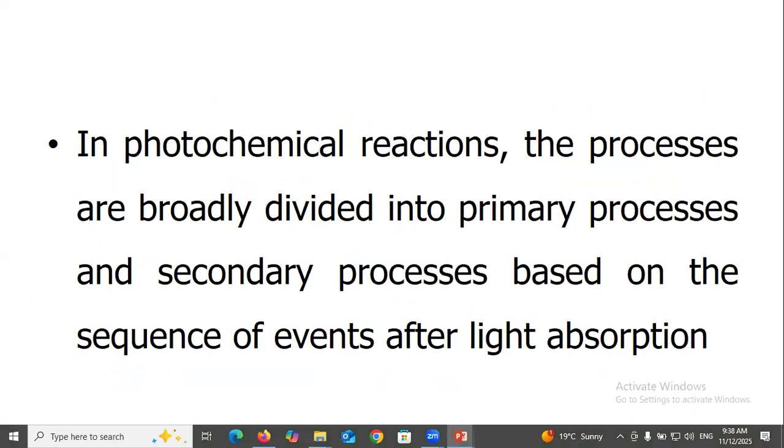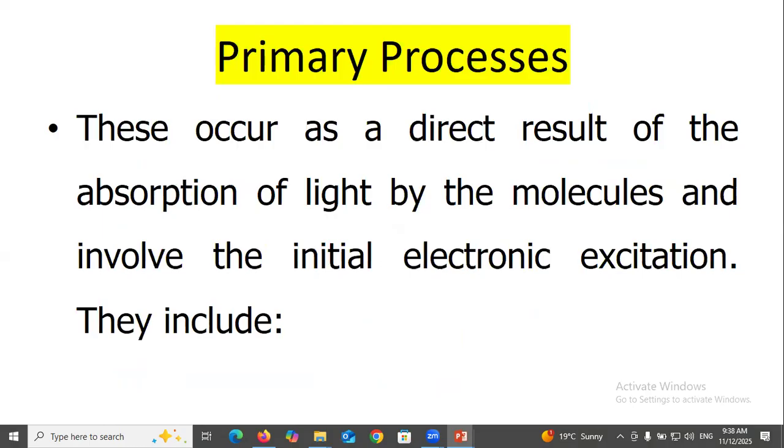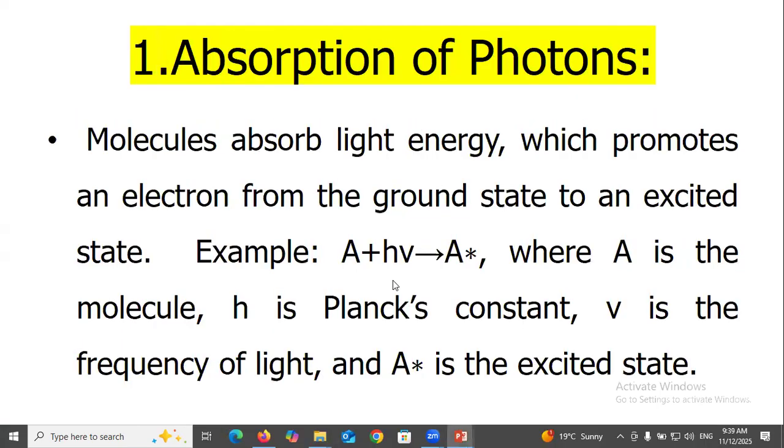In photochemical reactions, the processes are broadly divided into primary process and secondary process, based on the sequence of events after light absorption. Primary process: this occurs as the direct result of the absorption of light by the molecules and involves initial electronic excitation. They include absorption of photons.